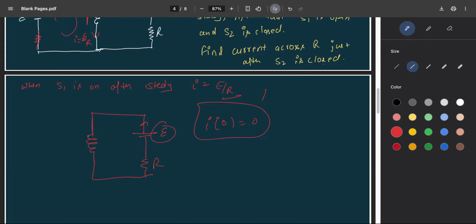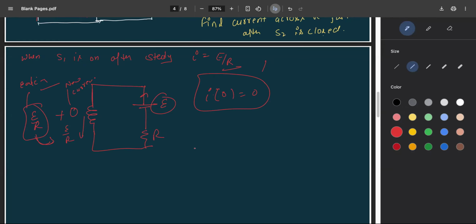So the current due to this at the very start is going to be zero, but it already had an earlier current. What was that value? E by R, the previous part. This will vanish after some time because you are not going to have a change in this. So at this particular moment, the current is still flowing as E by R. This is the new current, and this is the earlier. Understood my point?